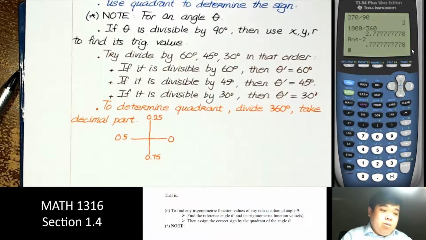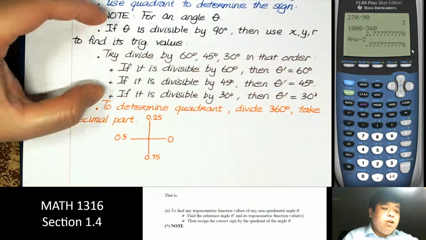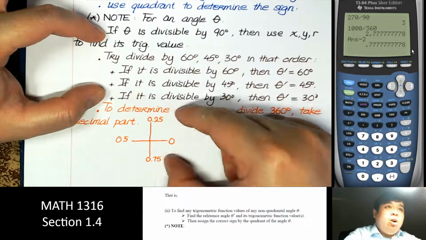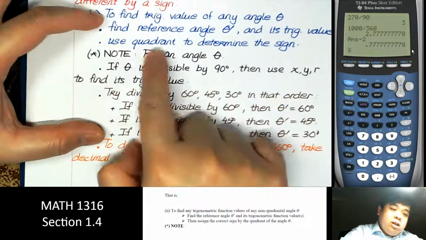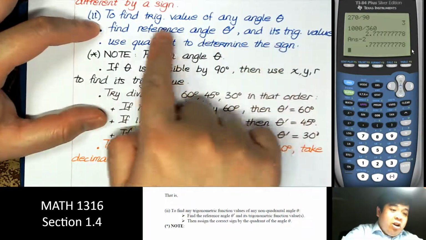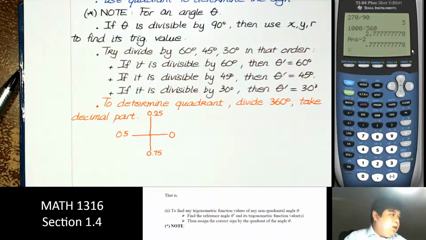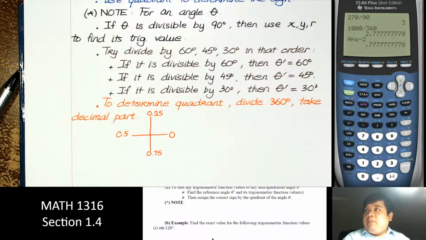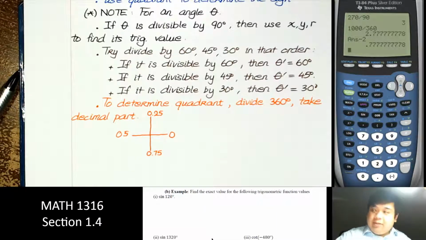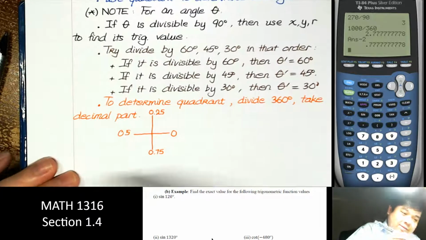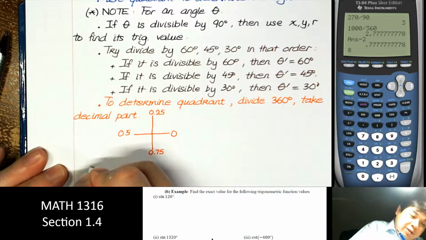Right. So again, we need two things: find the reference angle, and then find the quadrant. The quadrant determines the sign. The reference angle determines the values. Right. Now that's just like the cookbook recipe. How do we actually do it? Let's see. B. Example.